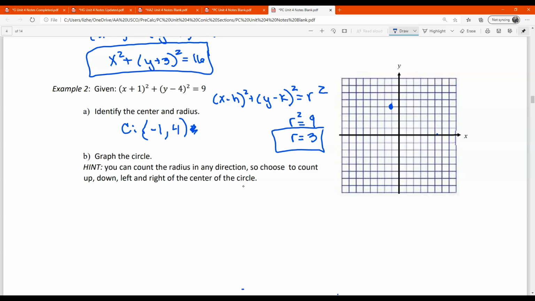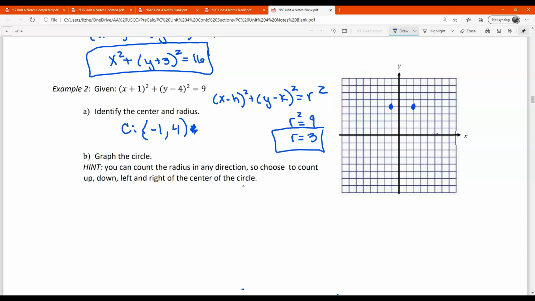And then from that center, you're going to count your radius. Now, remember, the radius is 3 in every direction, but I can't really count the slanted direction, so I'm just going to count the up and the down and the left and the right to get my circle.